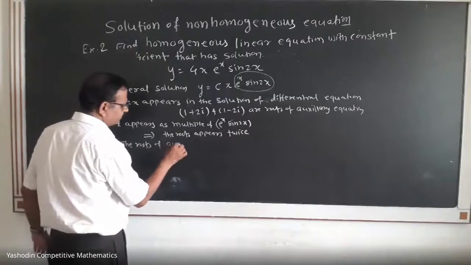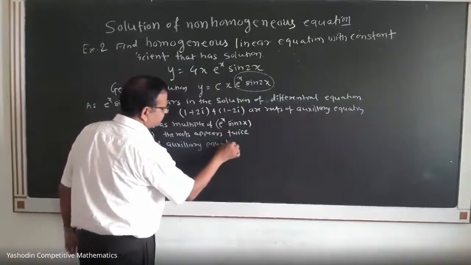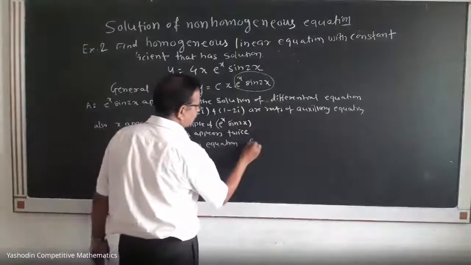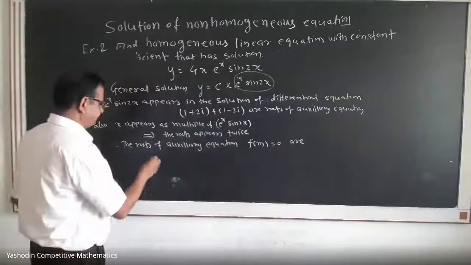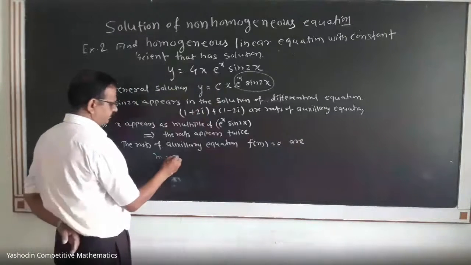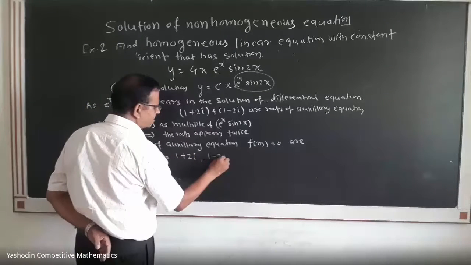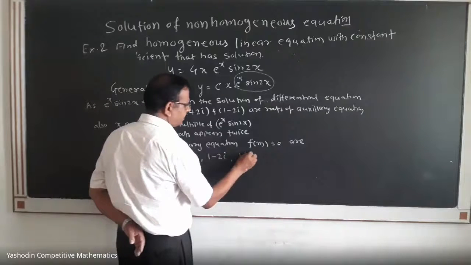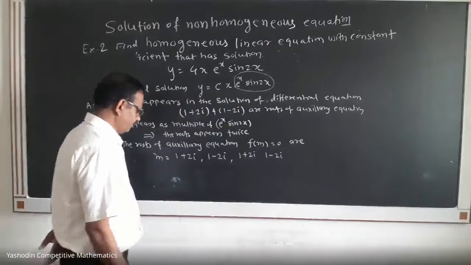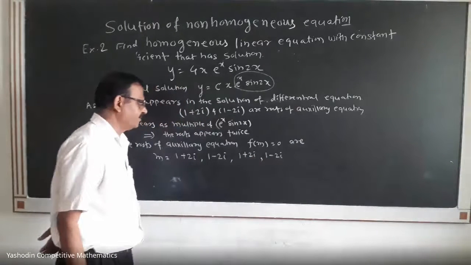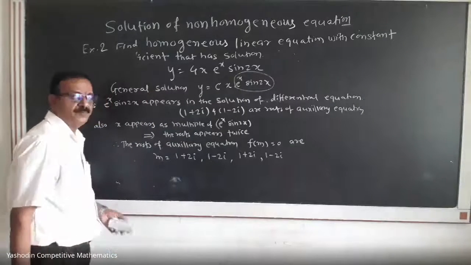the auxiliary equation f(m) equal to 0 are, what are the roots? m equal to 1 plus 2i, 1 minus 2i, 1 plus 2i, and 1 minus 2i. These are the 4 roots of the auxiliary equation. From this, we can calculate 4 factors of the auxiliary equation.